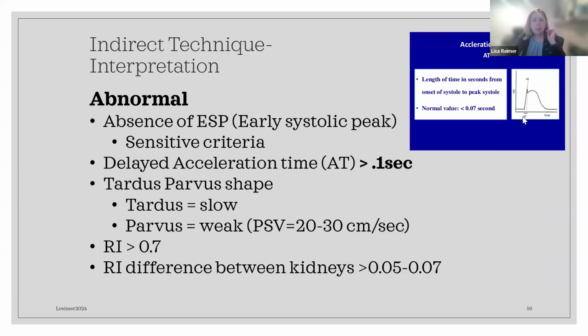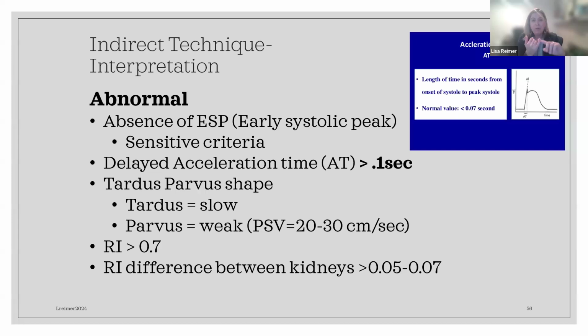When we get the Dopplers, we're looking at a few things. We're looking at how quickly the blood rises to peak systole. That's called acceleration time. We're looking at the shape of the waveform. That's why adjusting your sweep speed allows us to see blood that's trying to get up to peak systole but takes longer because there's some impedance there. That would be called tardus parvus, which stands for slow and weak.